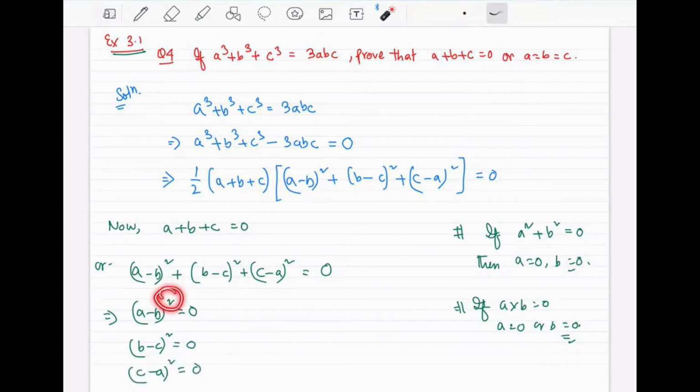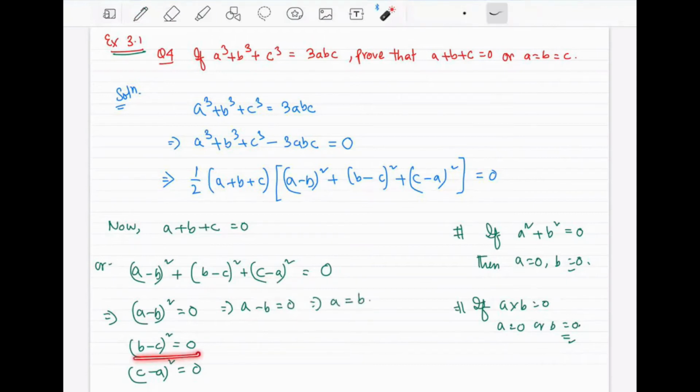If I want to remove the square, it will go to the other side and become square root, right? But if you take square root of 0, you will still get 0. So if I remove the square, there will be no change here. So from here, we will obtain a minus b is equal to 0. Take the b to the other side. Now we are going to obtain a is equal to b.